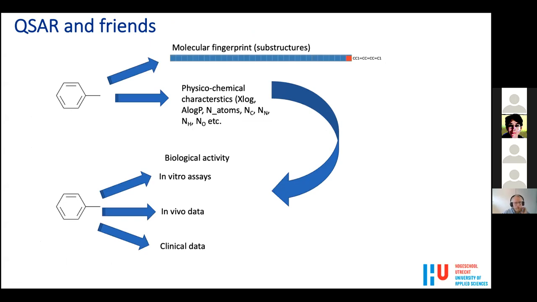Classically, QSARs are models that relate physical chemical characteristics to biological activity of a compound. And the challenge that we have here is to represent a molecule in a way that really captures all the attributes of a molecule. We know that similar compounds can have very different effects, and we know that very different compounds can have the same biological effect. So QSARs live under the premise that similar compounds have similar effects, but we know in practice that this is not always the case.